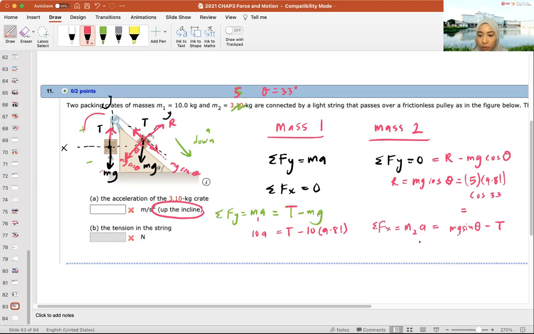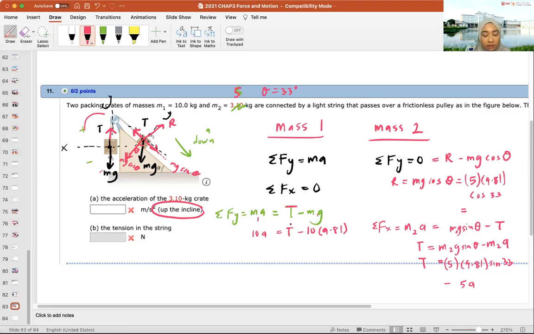Okay, so rearranging this equation, this is M2G. So rearranging this equation, I want to solve for T because I want to get rid of it. So this is going to be M, positive, negative, go here, positive. So I bring this guy over here. M2G sine theta minus M2A. Okay, and M2 is 5. 9.81 sine 33 minus 5a equal to T. So I want to get rid of T because we have two unknowns here. I can't solve for two unknowns because this is not mathematical.